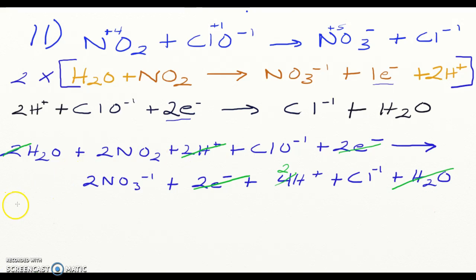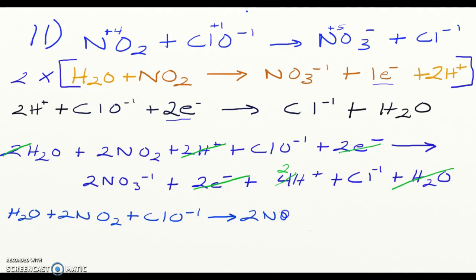So I'm going to rewrite the whole thing. It's 1 water left, H2O, plus 2 NO2s, plus ClO minus, and then that gives us 2 NO3 minus 1s plus 2 H pluses plus Cl minus 1.